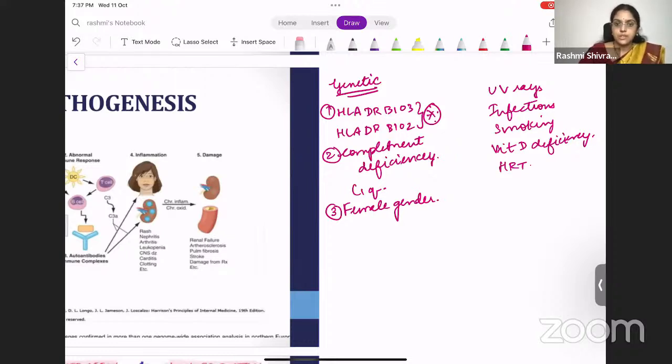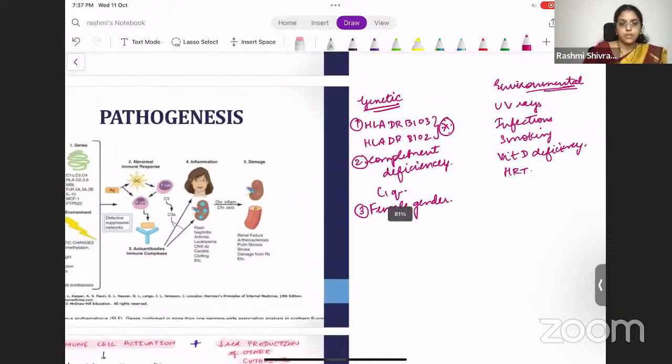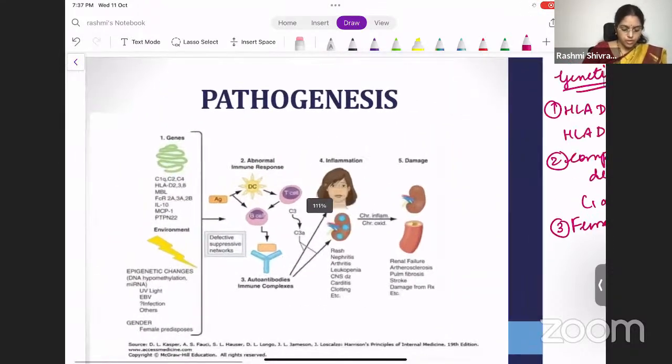continuing the pathogenesis, right? So first the genetic predisposition should be there. Then the environmental risk factor should also be present. So what happens when both are there? You have an abnormal immune response. So what is the abnormal immune response which happens? Antigen is presented to the antigen presenting cell, which is the dendritic cell.